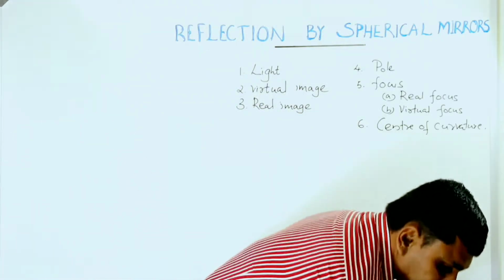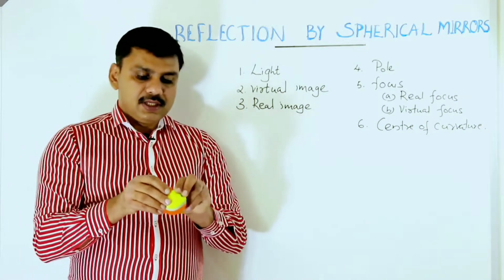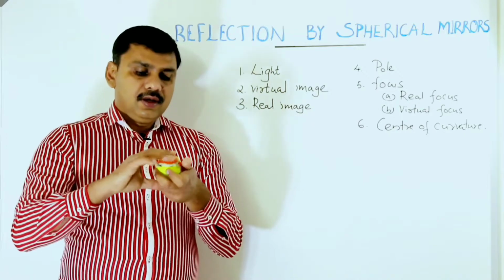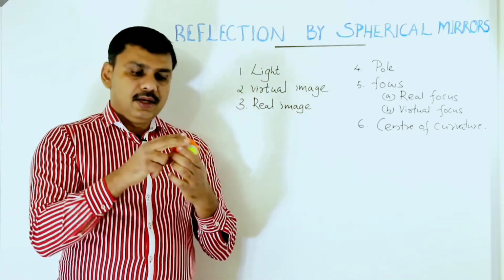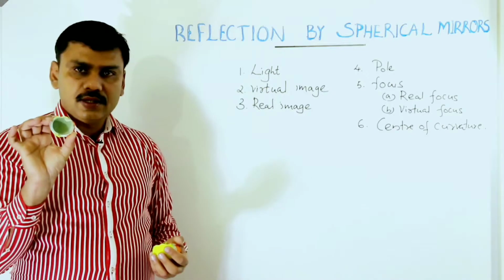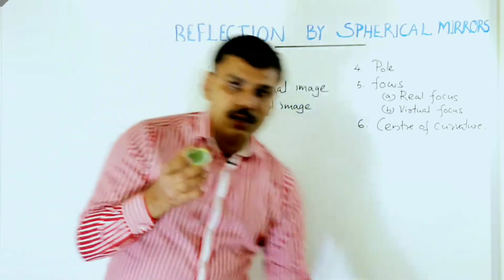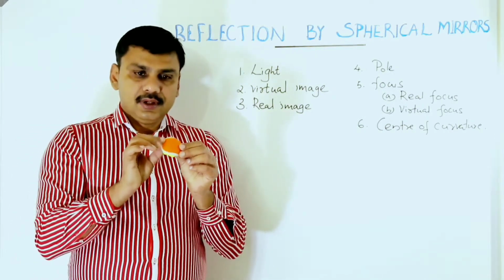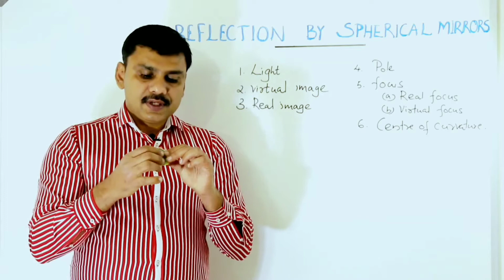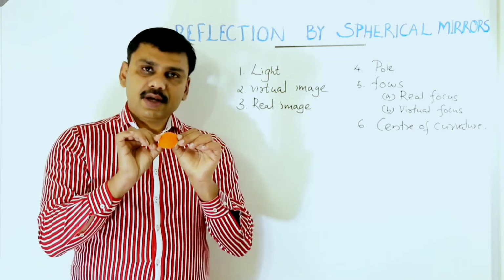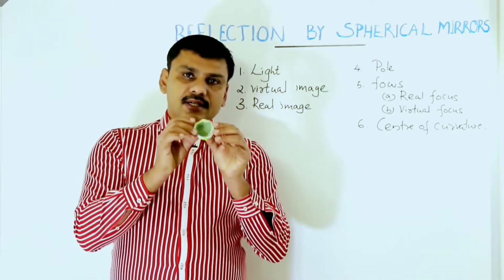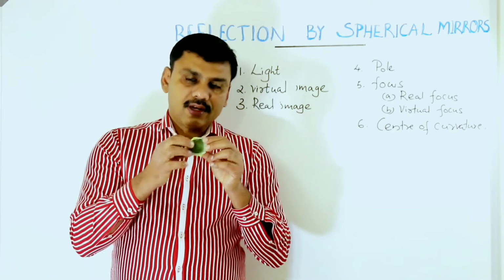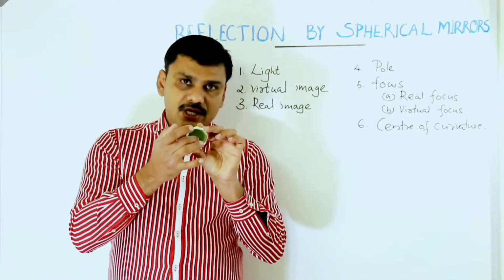For example, this is a spherical object. If you cut it properly, you will get a surface like this. One surface is inward and the other is outward. The reflection takes place from the inward surface.